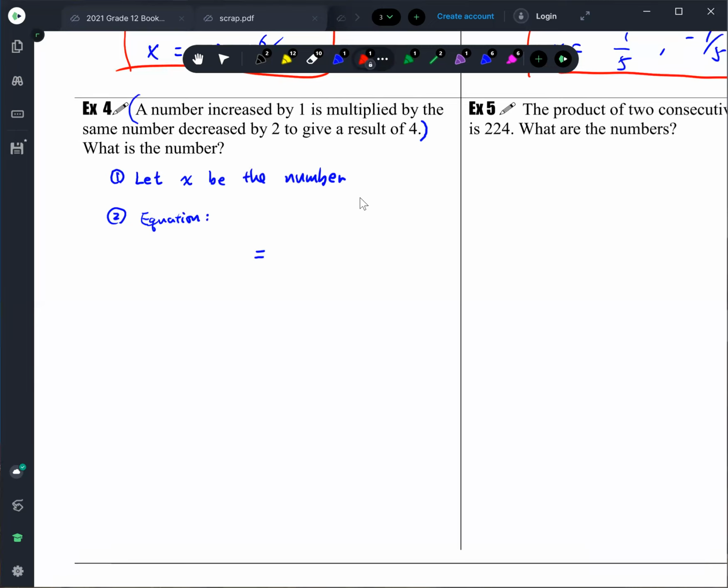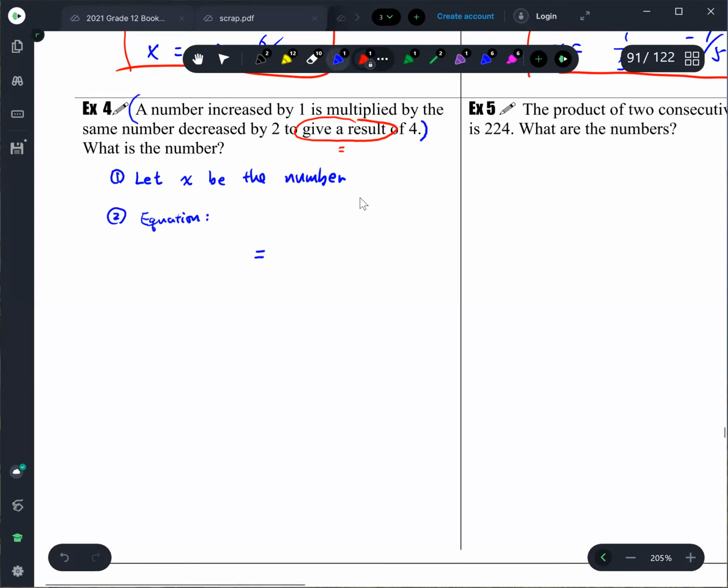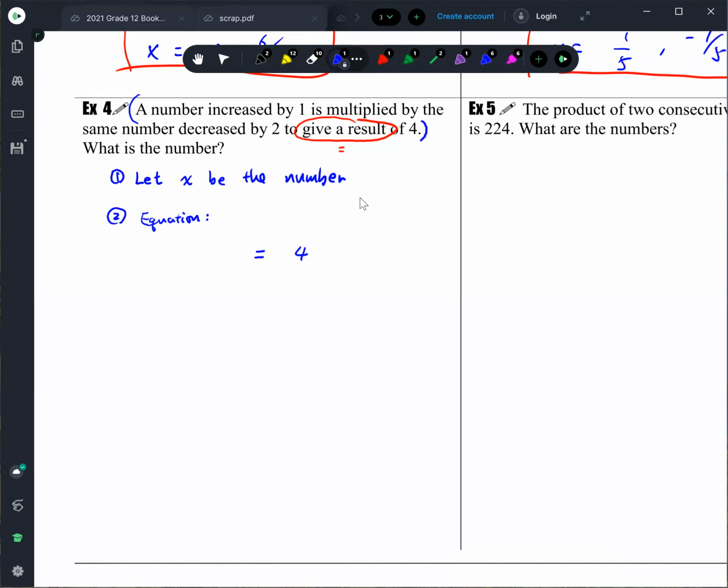Very good. Give a result, I can replace that with equal, and it won't change the meaning of the sentence. Multiplied by the same number, decreased by 2, equals 4. Give a result of 4. So it's the same. That's where it divides into left side and right side. So right-hand side equals 4. Left-hand side is a number increased by 1 multiplied by the same number decreased by 2. So how do we write that out on the left side? I'll let you try that. You can raise your hand after you got the left-hand side.